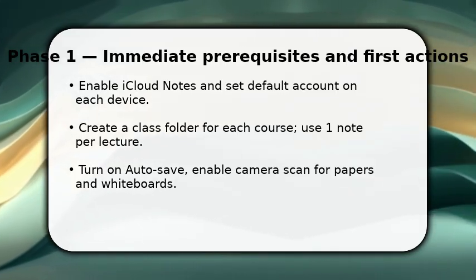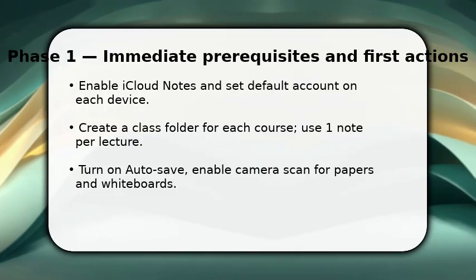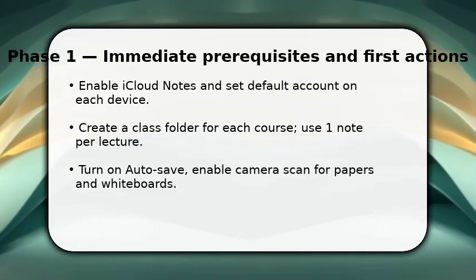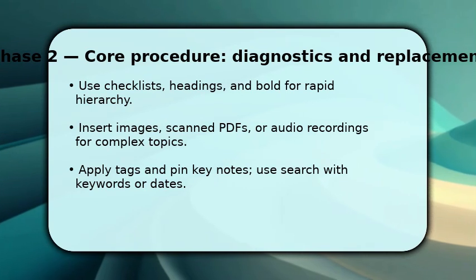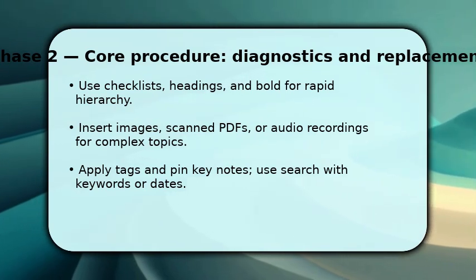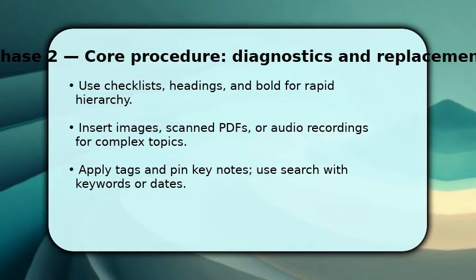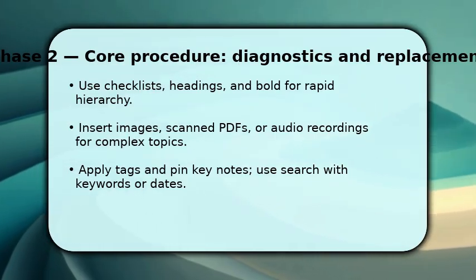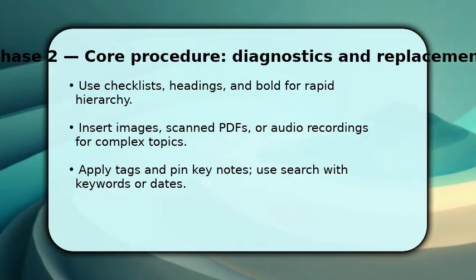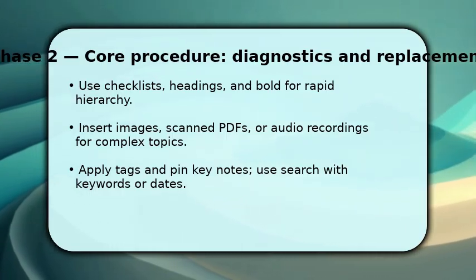Make a short checklist at the top for objectives, then add a tag with the course code so you can filter later. During class, structure each note with headings and quick checkboxes so you can scan the page later. This helps when studying. Insert photos or a scanned PDF when the board is dense, and record short audio clips for parts you missed. Make sure to label them immediately.